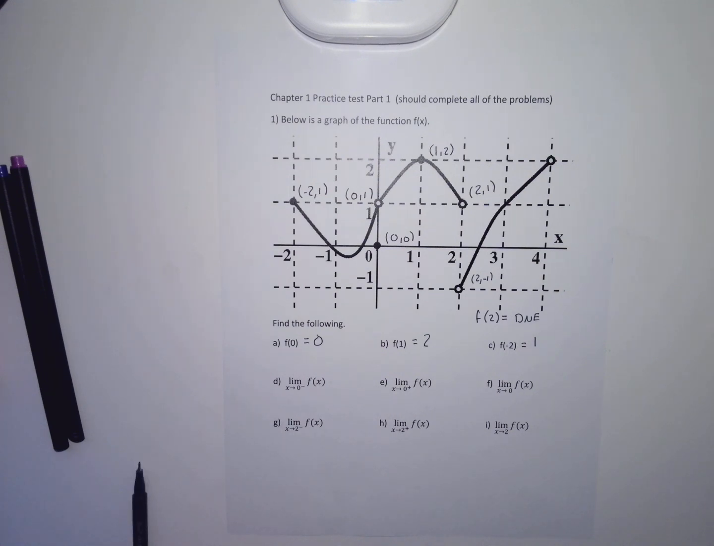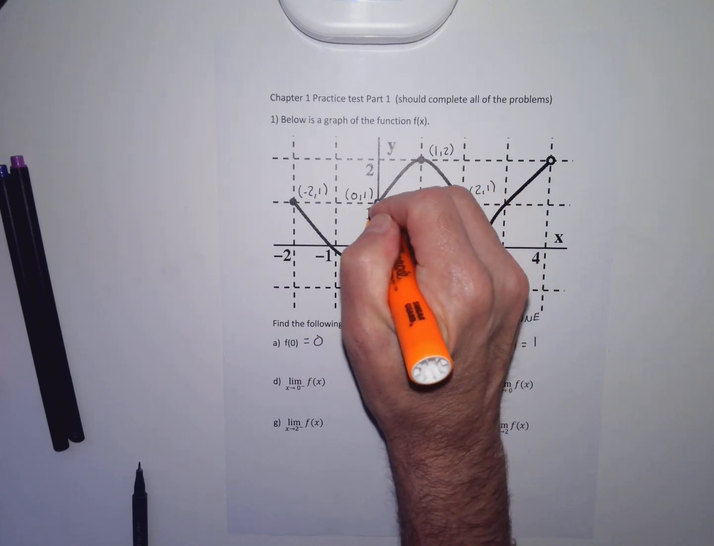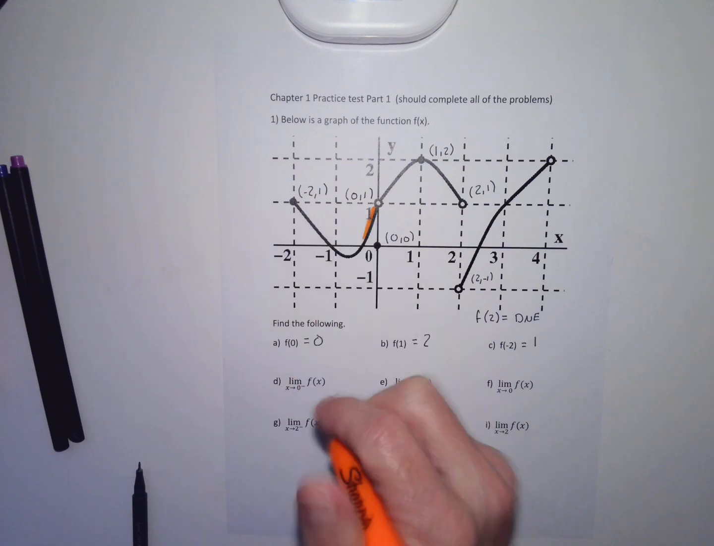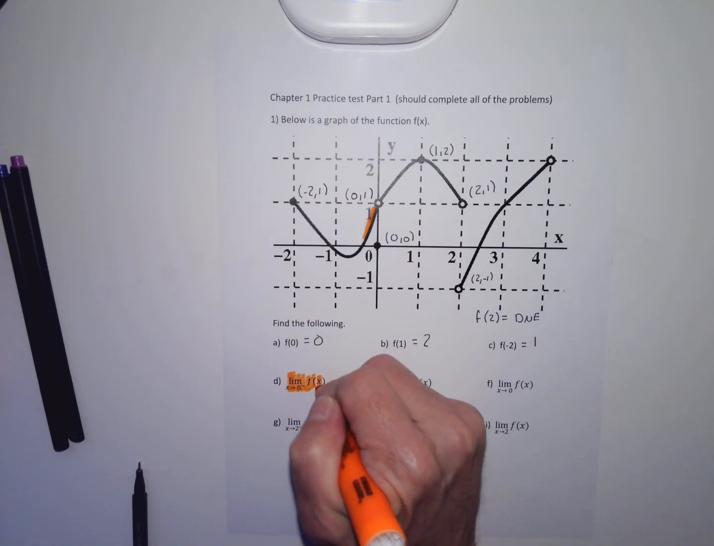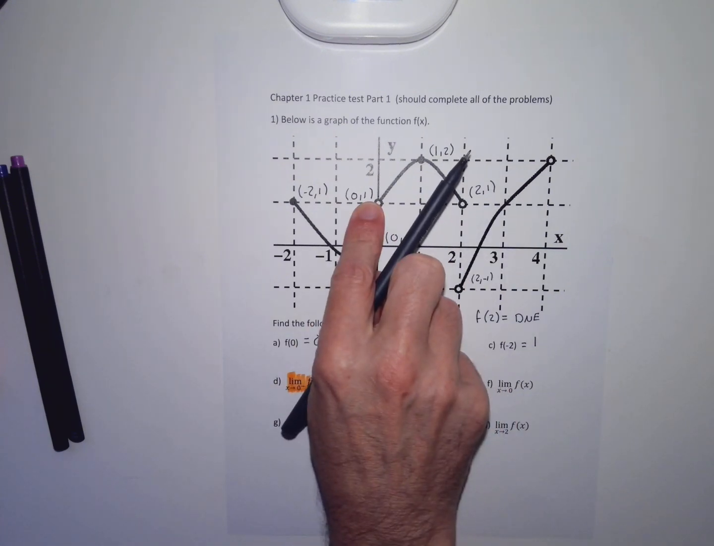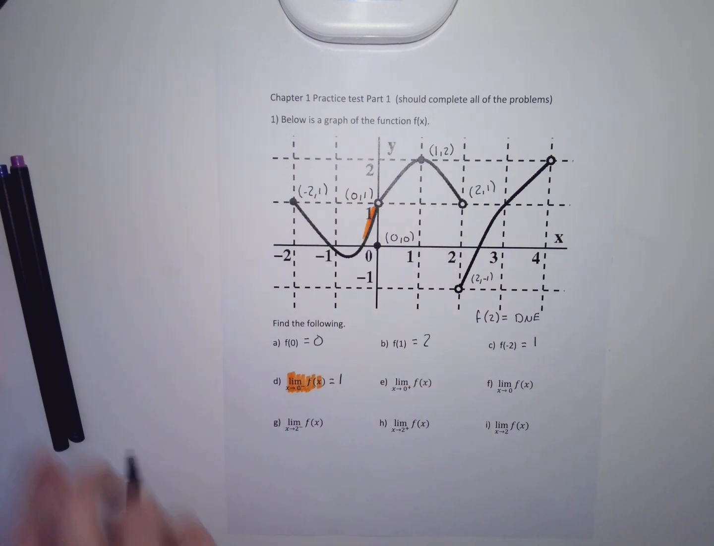Now we get to do some limits. The first limits are the left-hand limit at 0, the right-hand limit at 0, and the two-sided limit at 0. For the left-hand limit at 0, I'm looking at the graph to the left of the point that has x equal to 0. I'm trying to find the y-coordinate of the point that the graph connects to, and the y-coordinate is going to be 1. The left-hand limit is going to be 1.